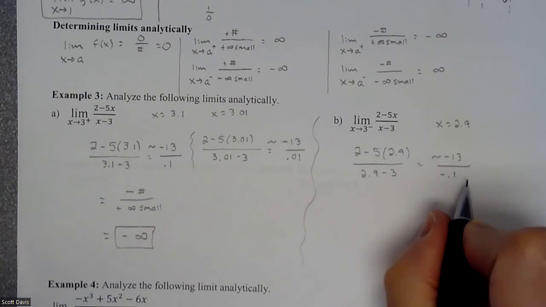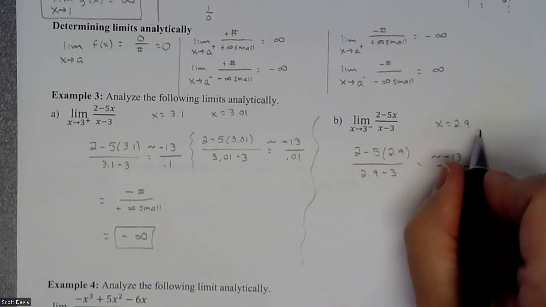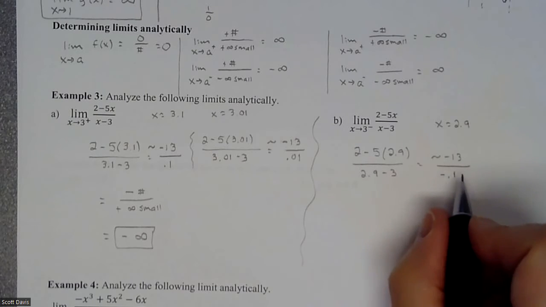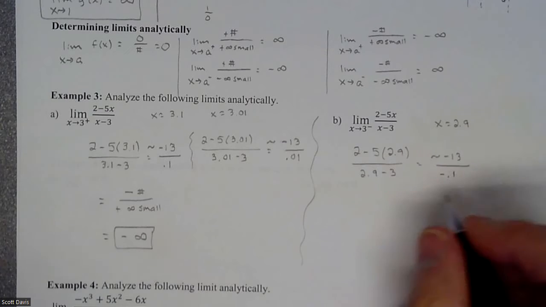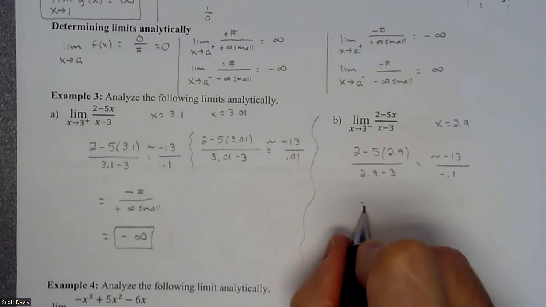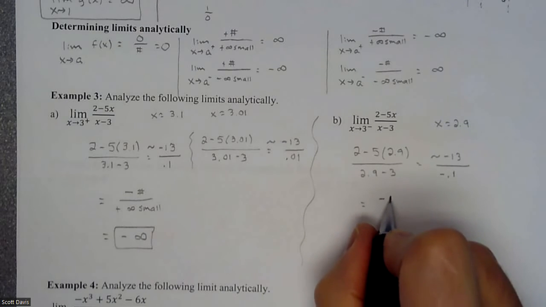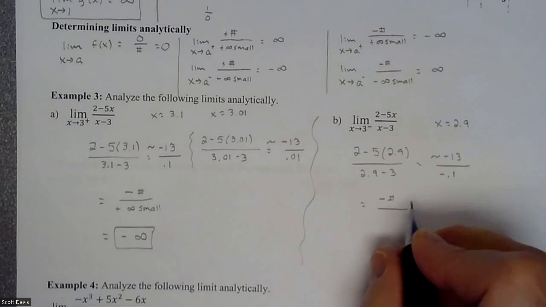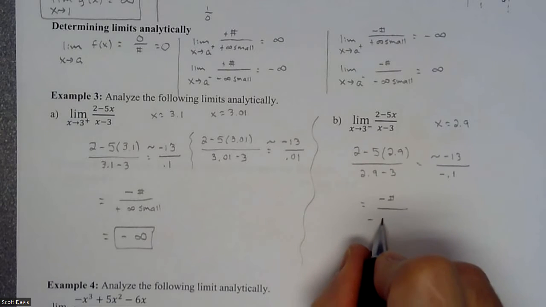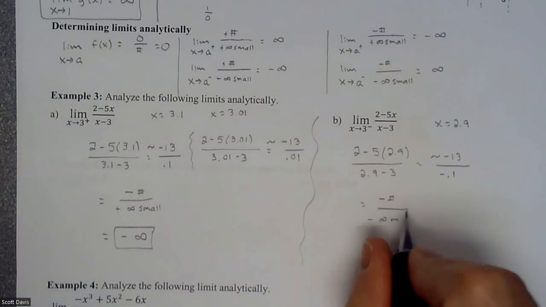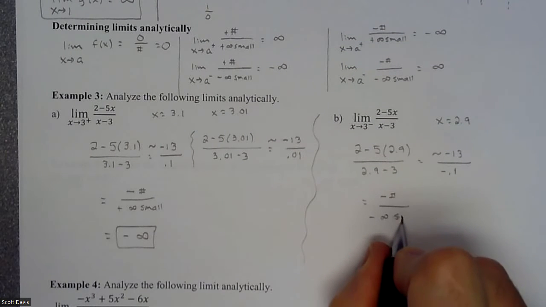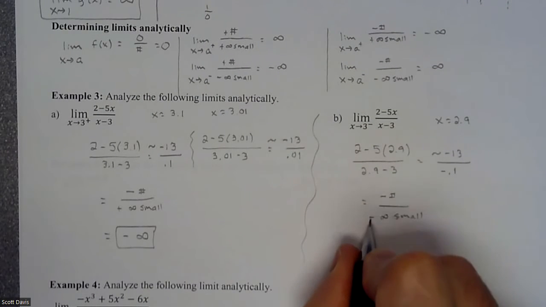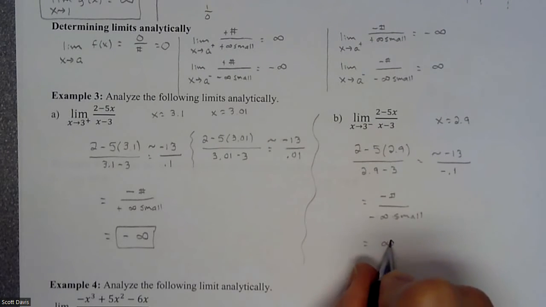So we're getting about a negative 13 divided by something that's going to be a negative infinitely small, right? And then the next one, we get closer, 2.99. So this is getting infinitely small, making this overall fraction infinitely large. So the logic to it is we're talking about a negative number on the top divided by a negative infinitely small on the bottom, which is going to create a negative divided by negative, so an infinitely large value.